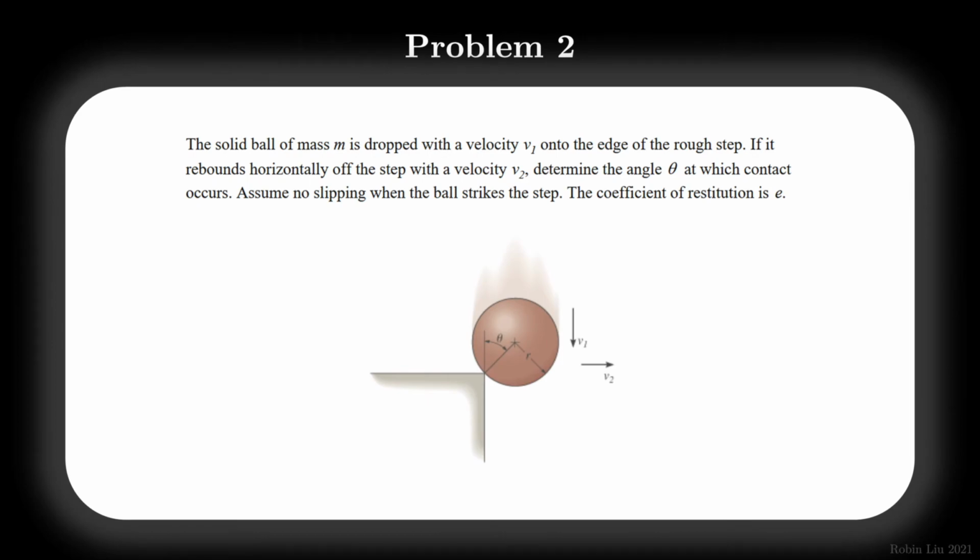The second problem states, the solid ball of mass m is dropped with a velocity v1 onto the edge of the rough step. If it rebounds horizontally off the step with a velocity v2, determine the angle theta at which contact occurs. Assume no slipping when the ball strikes the step. The coefficient of restitution is E.